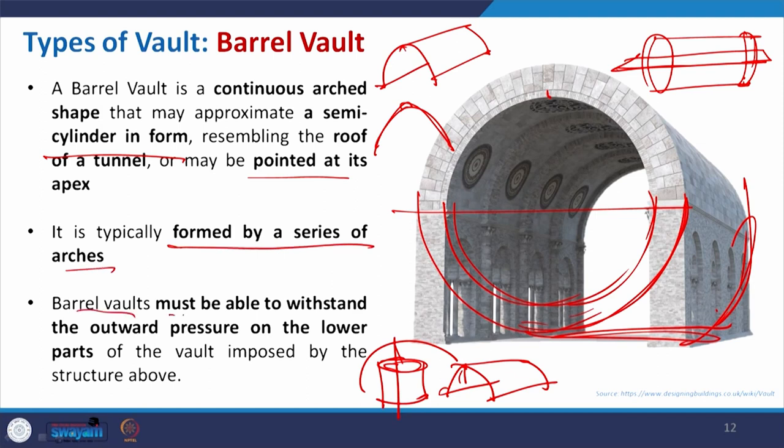The barrel walls must be able to withstand the outer pressure on the lower part, definitely, so that they take the load. Again with the symmetry, the load is distributed to both sides with the homogeneity in the material, and that will transfer very systematically to the post, the impost, the abutment, and then go to the foundation. So, these are the load transfers.